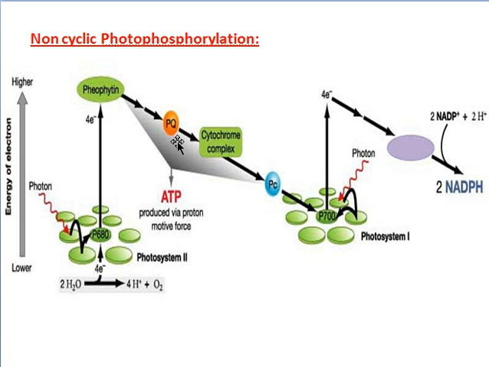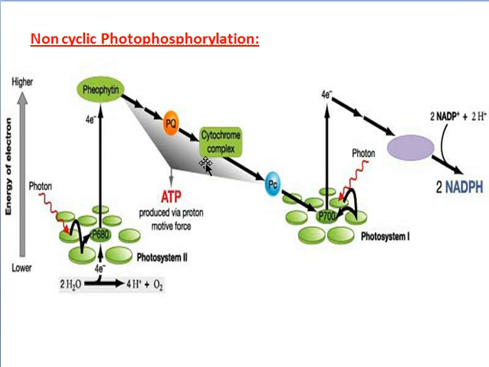PQ is actually plastoquinone, right? So in this transfer, the electrons lose some amount of their energy. As you can see here, the electrons were at a higher energy state, and at the level of plastoquinone, they lose some amount of energy and are present at a slightly lower energy state. Now, plastoquinone does not want all these high energy electrons with it, so it transfers these electrons into the cytochrome complex. Cytochrome complex is a complex of various molecules having cytochrome properties.